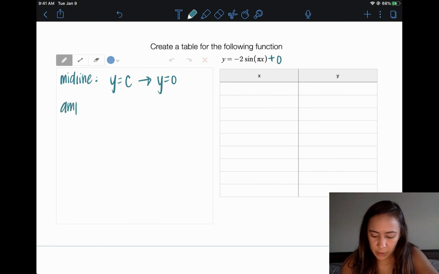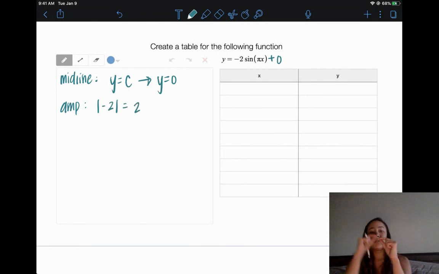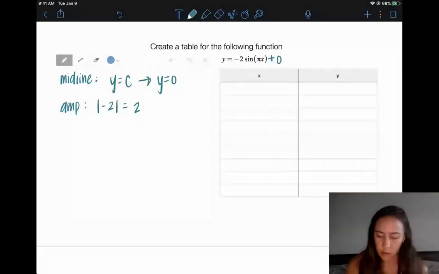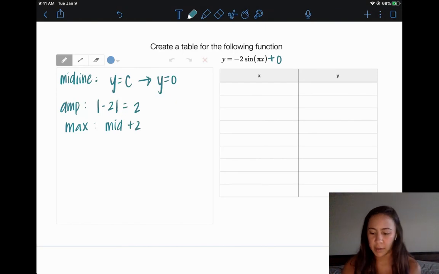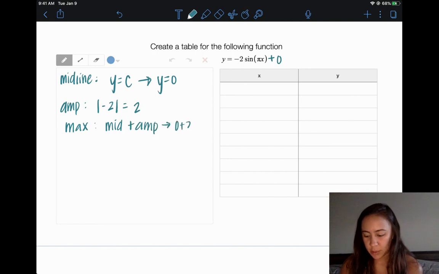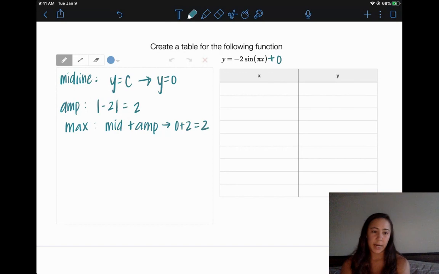Well, the amplitude is the absolute value of -2, which is just 2. So that means that we're going to go 2 above and 2 below. So we can determine the max by taking our midline and adding the amplitude, which means we're going to take 0 plus 2, so our max will be 2 on our y-axis.